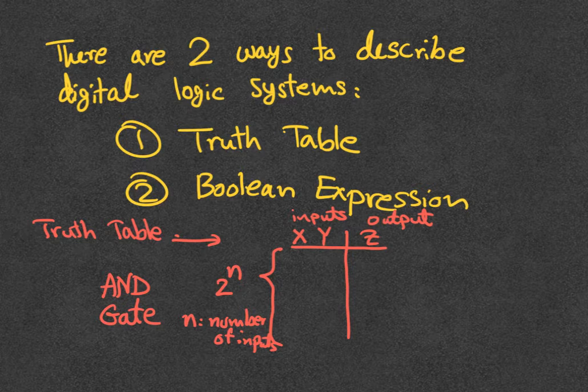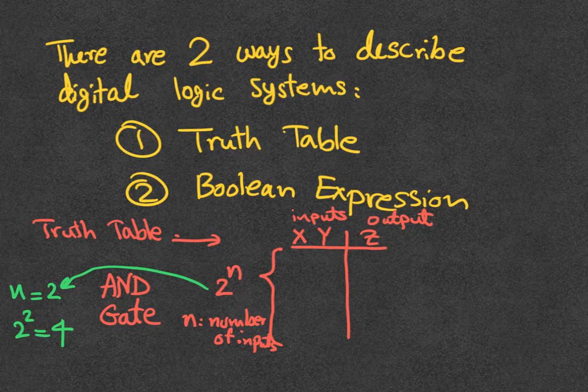Here, since n is 2, so 2 to the power of 2, you have 4 rows. So it's going to be 0, 1, 2, 3. It's 0 to 3 in decimal, but in the truth table you have to write it in binary. So that's all the combinations that X and Y can have. X can be 0 or 1, Y can be 0 or 1. So you're going to have 4 cases.